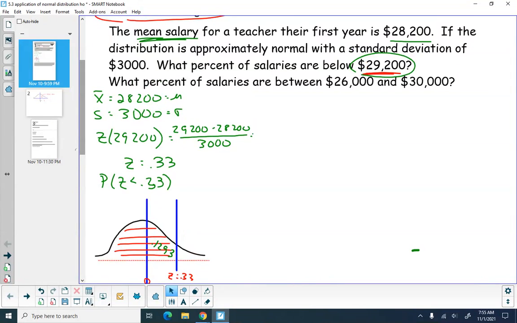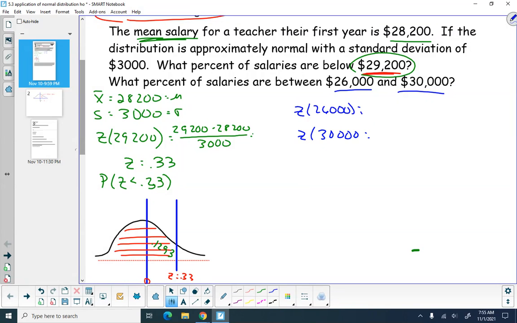What is the percent of salaries that are between 26,000 and 30,000? So what we need to calculate is a Z-score for $26,000 and a Z-score for $30,000. So calculate your two Z-scores. And we want to find the percent of scores, so we want to calculate the area between those two values. So you calculate two different Z-scores.